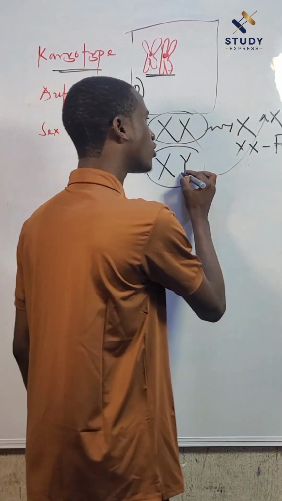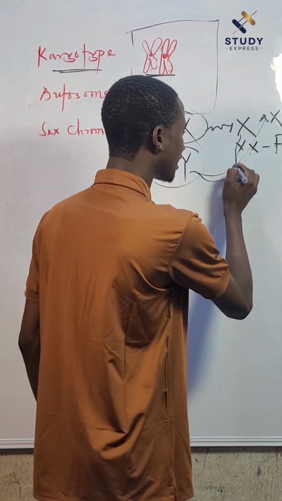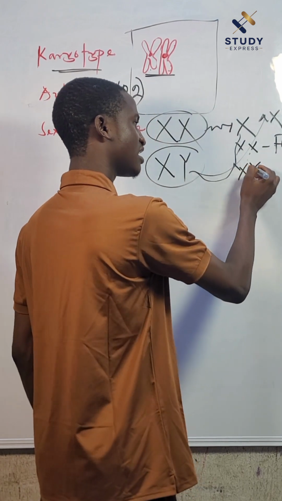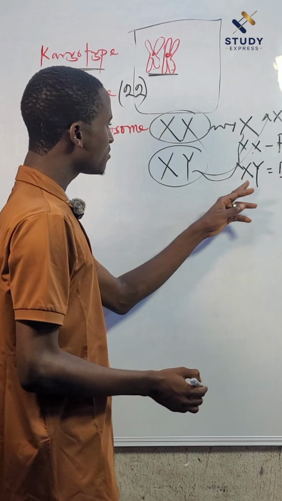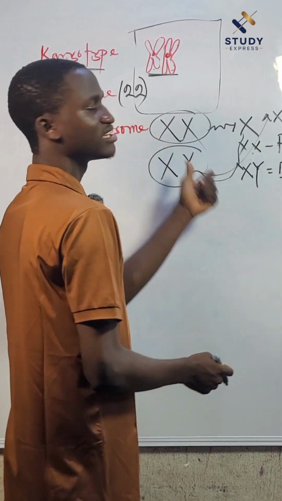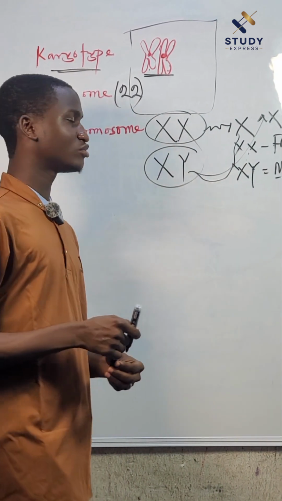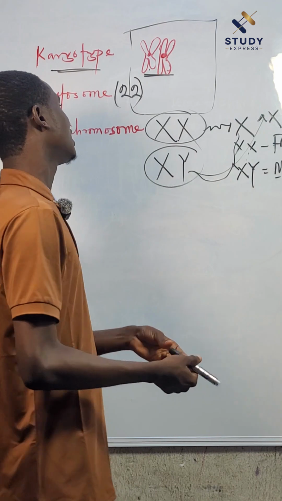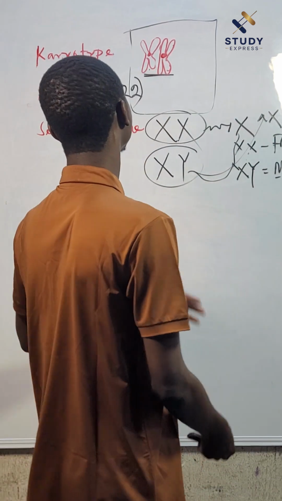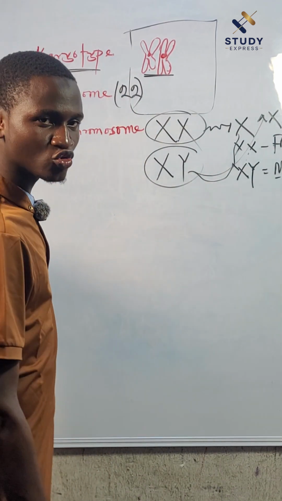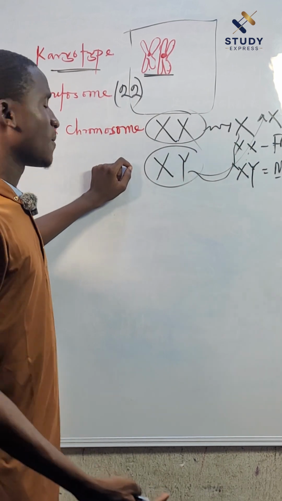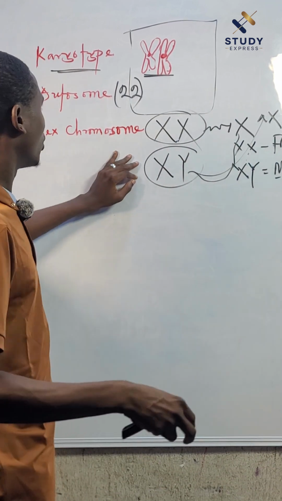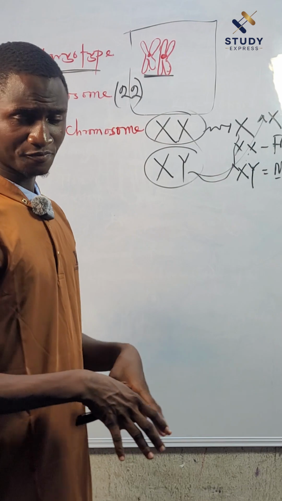If the male gives Y, we have XY, and this child is going to be a male. So the male is the one that determines whether a child will be a male or a female, because it's only the male that has the Y chromosome. So that's how we have 22 pairs of autosomes and 1 pair of sex chromosome, which determines whether the child will be a male or a female.